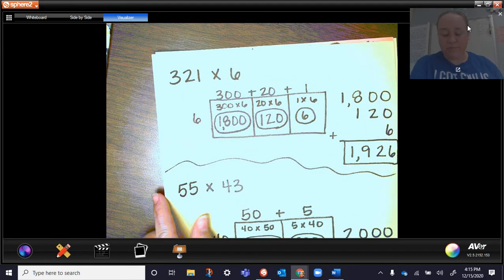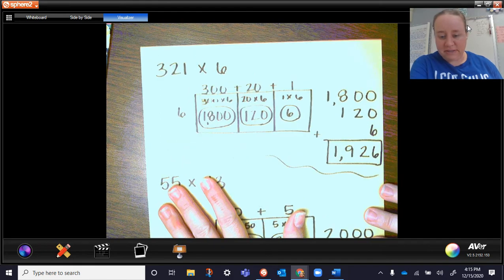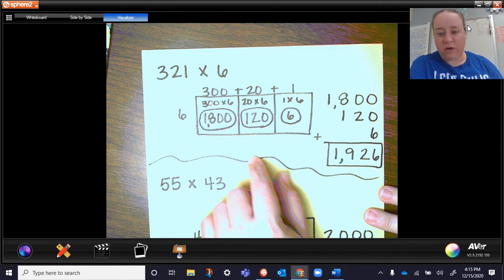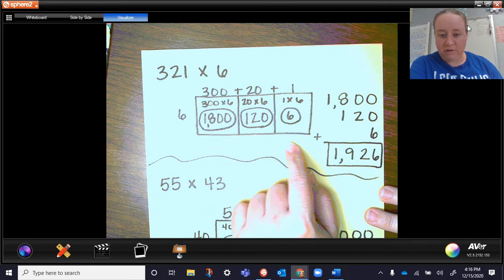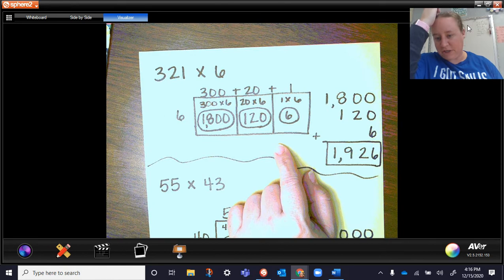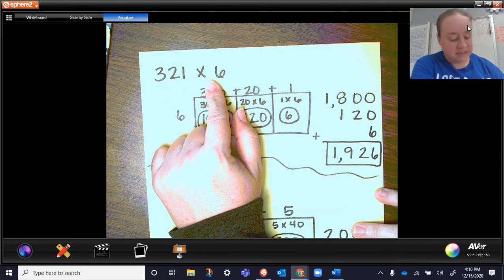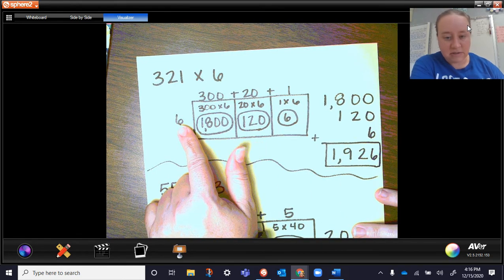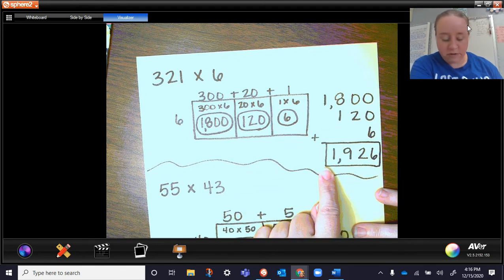All right, so some things that we've been practicing. If you want to pause the video, and I sent these photos, but if you want to pause the video and take a look at this a little bit longer and write this down, make sure you got this, then go ahead. But here we're doing 321 times 6. We wrote it out in expanded form, multiplied it by 6. We found our partial products, added them up to get our answer.